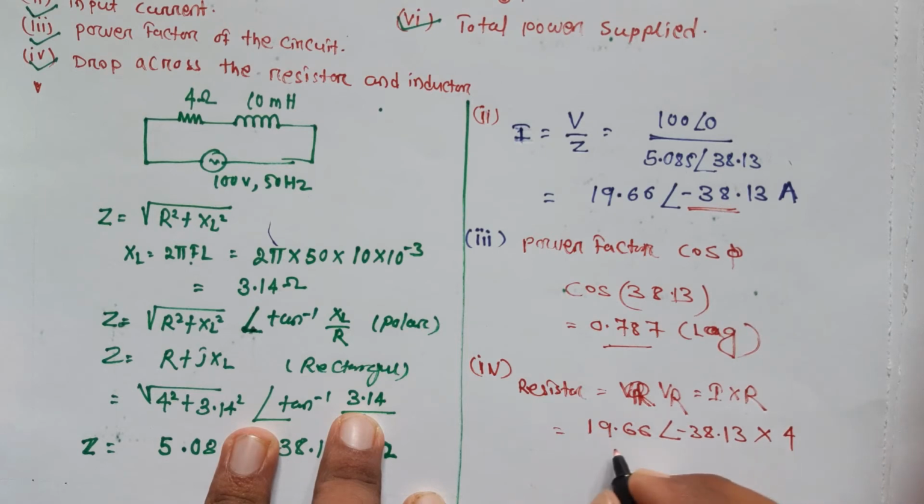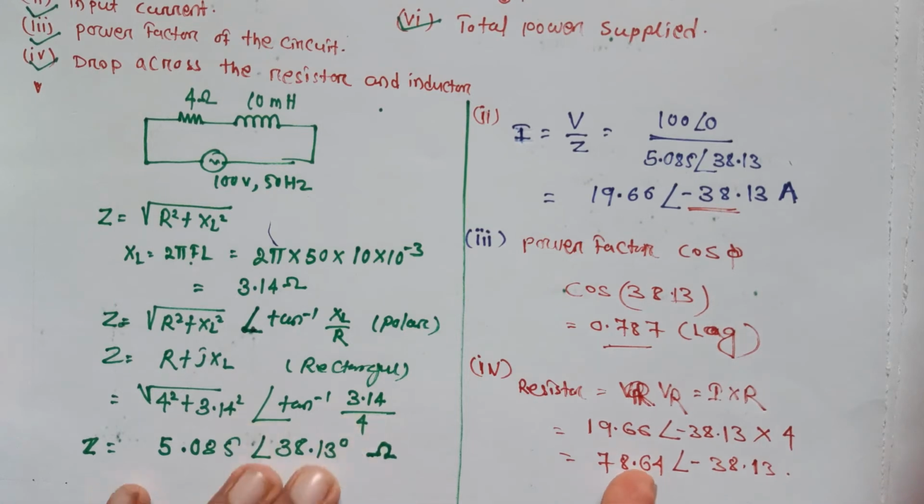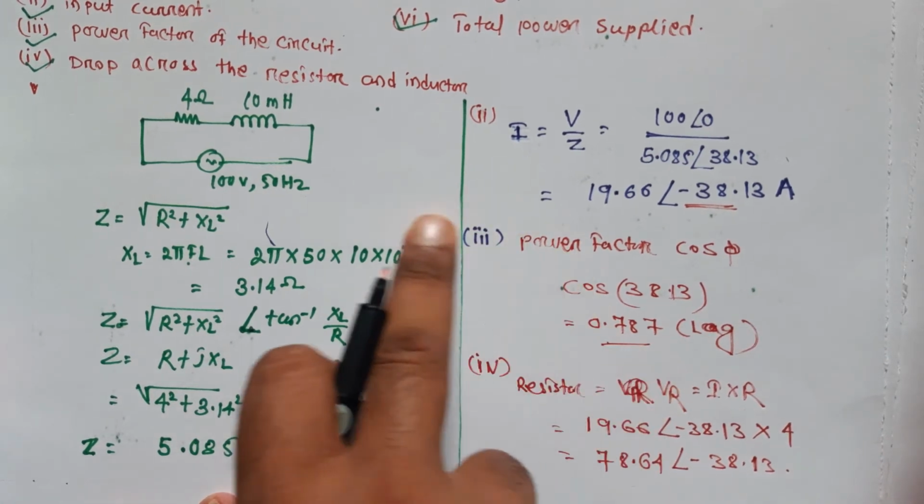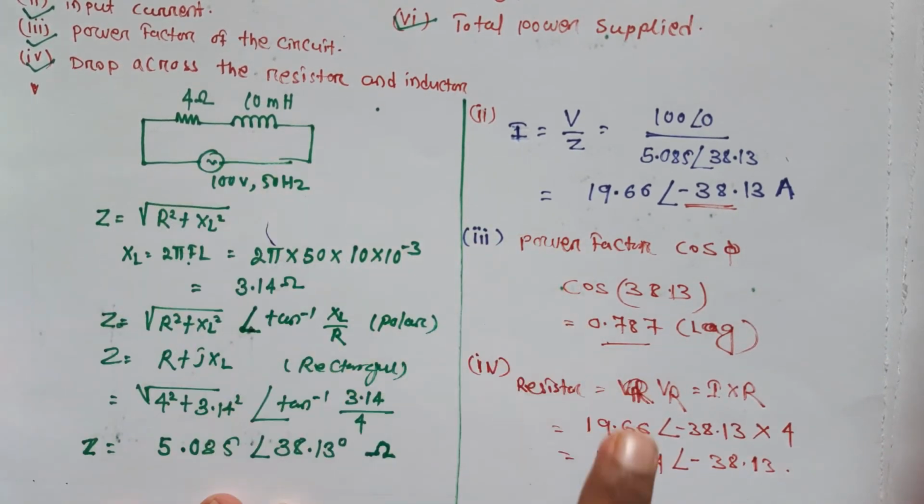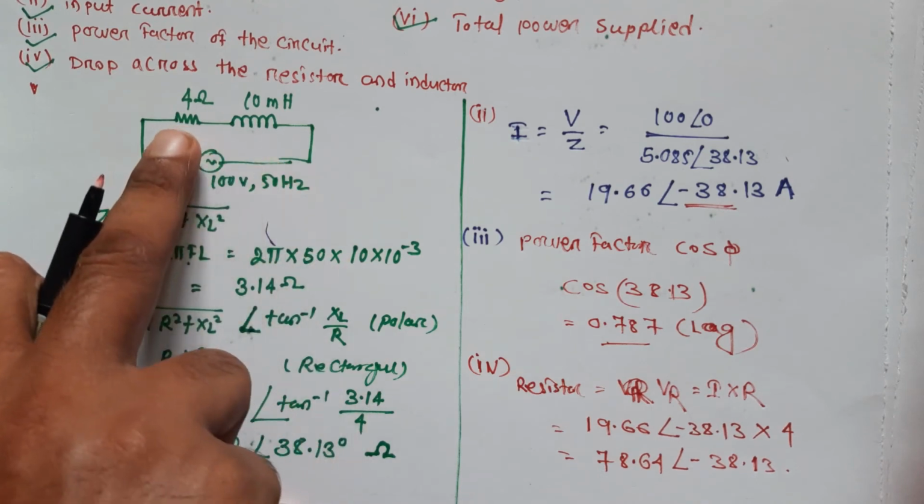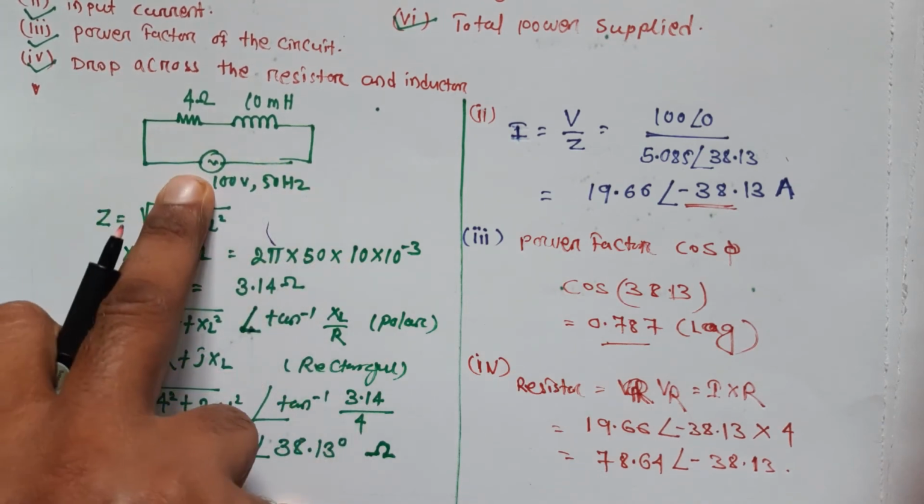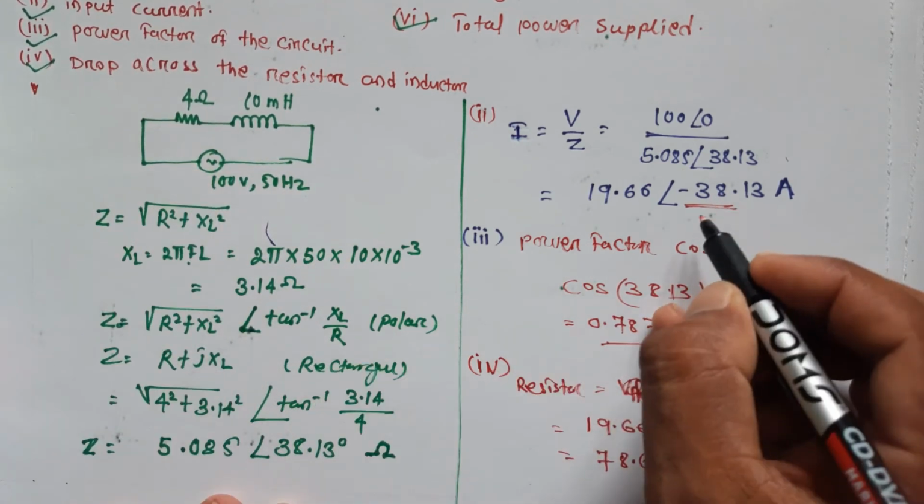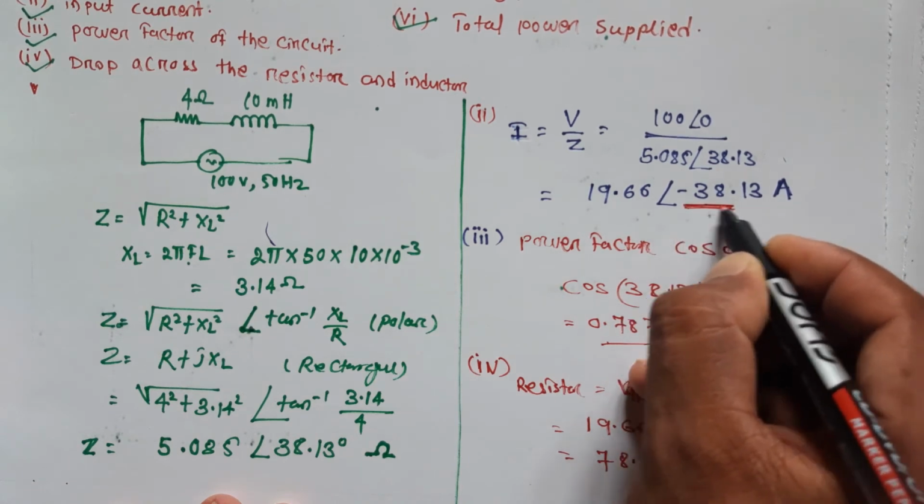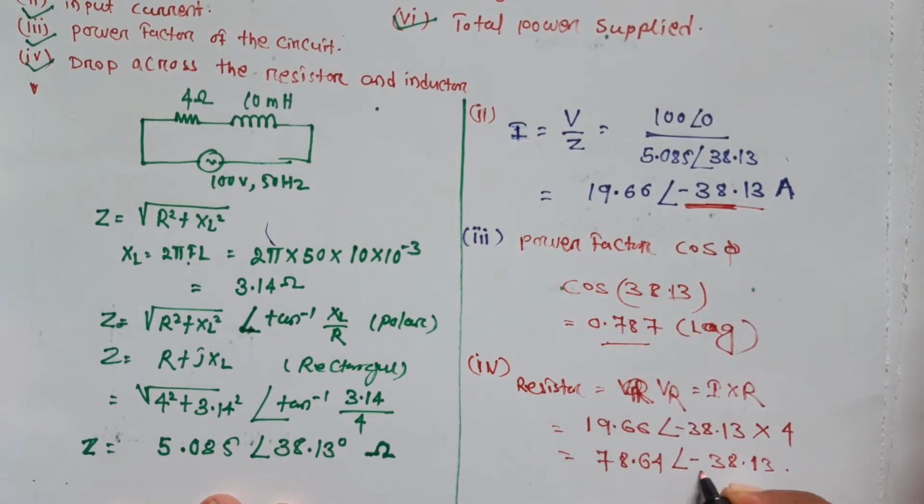So we got 78.64 angle minus 38.13 degrees. We know that in a series resistor, the voltage across the resistor and the current are in phase. Here the current angle is minus 38.13 and the voltage across the resistor angle is also minus 38.13, which means they are at the same angle.